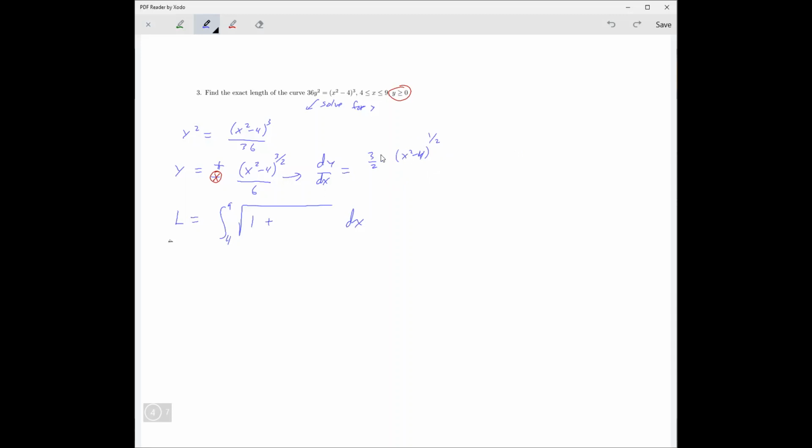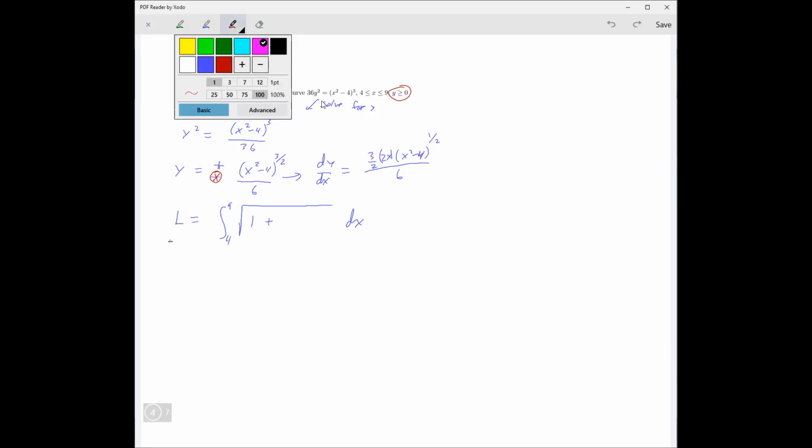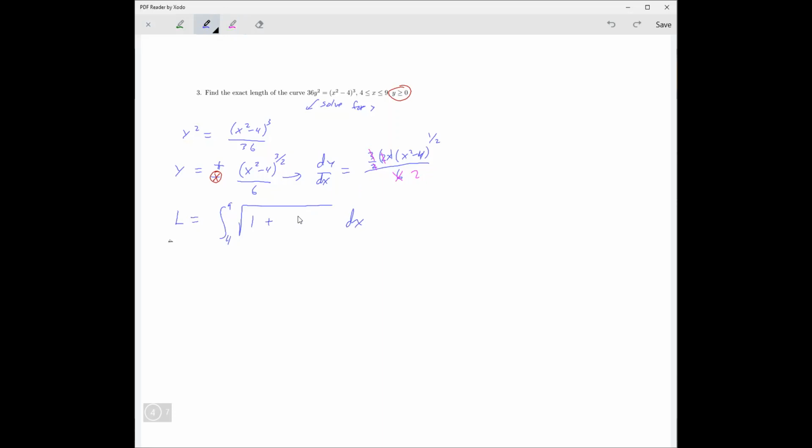And you'll have a 2x coming out, and then you still have this 6 down here. Now these 2's are going to cancel, and the 3 is going to cancel this to a 2. So if you square all that, you're going to get x squared, that's squaring this piece, and then squaring that is just going to give you x squared minus 4, and then squaring this 2 gives you 4.